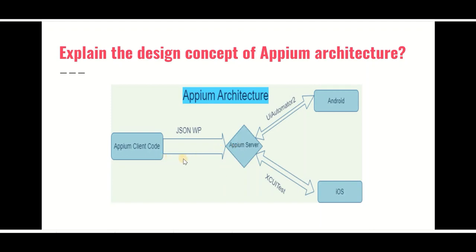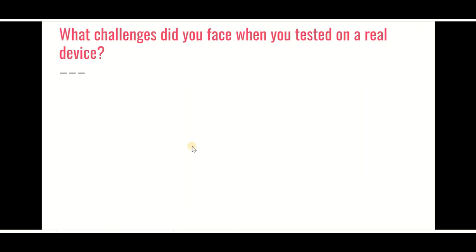To know more details about the Appium architecture, please check the link below in the description. I have a totally separate tutorial about the Appium architecture in more detail. So, next question. What challenges did you face when you test on a real device?